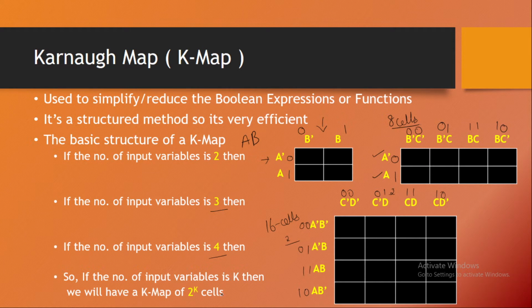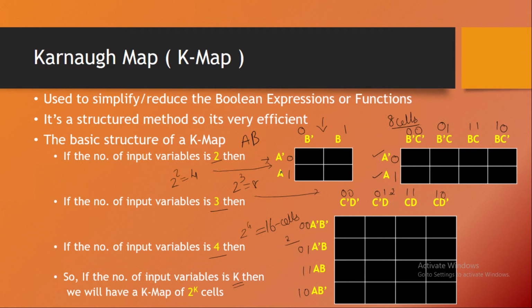Before that, we need to understand the common idea of a KMAP. If the number of input variables for any function is k, then the total cells inside a KMAP will be 2 power k. Here we have 4 input variables, so 2 power 4 is nothing else but 16 cells. If we have 3 input variables, then 2 power 3 is 8, which is the number of cells inside your KMAP. Similarly, if I have 2 input variables, then 2 power 2 gives me 4, and 4 is the number of cells inside my KMAP.